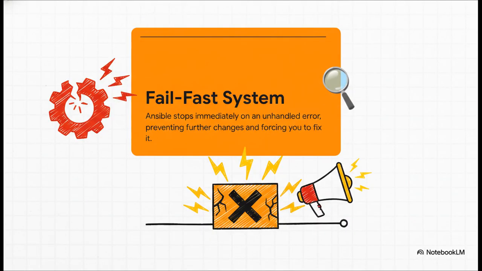Second is its fail-fast nature. This is so important. If you tell Ansible to start a service and it can't, the playbook doesn't just quietly move on. Nope. It stops dead in its tracks, throws an error, and forces you to deal with the problem. It yells appropriately. That built-in failure is your test.